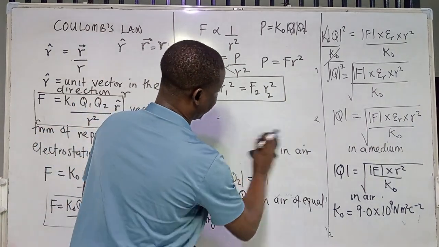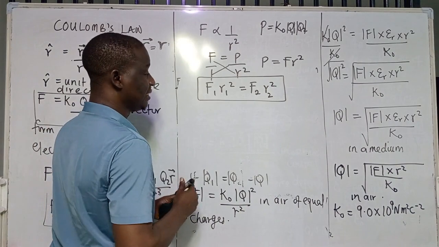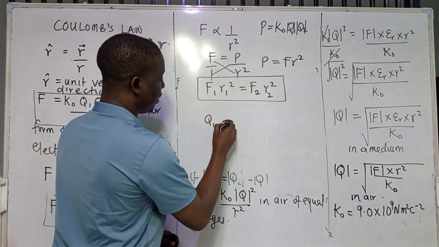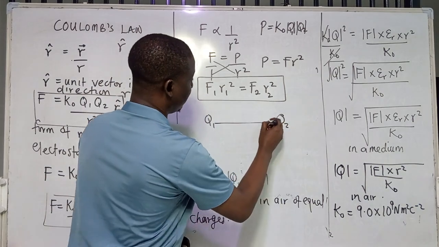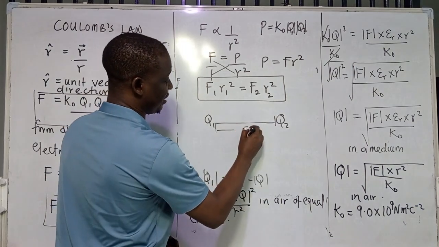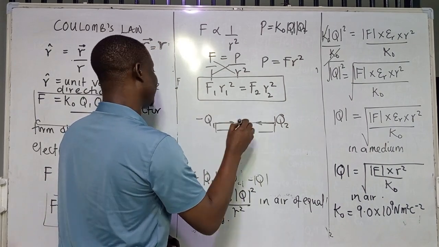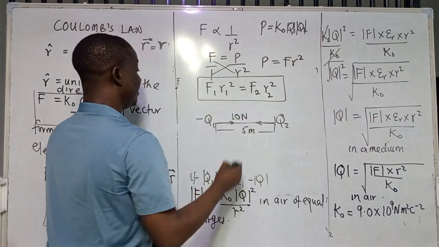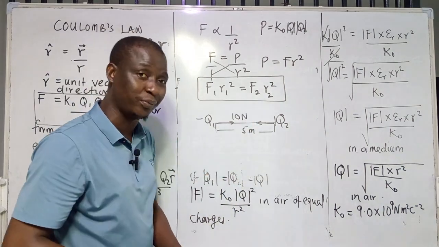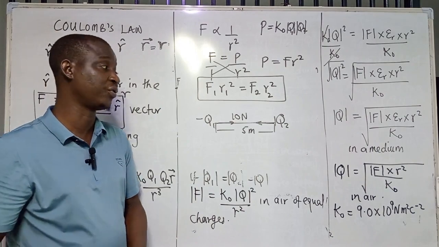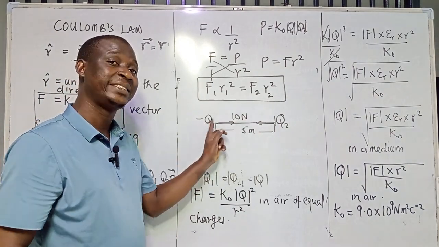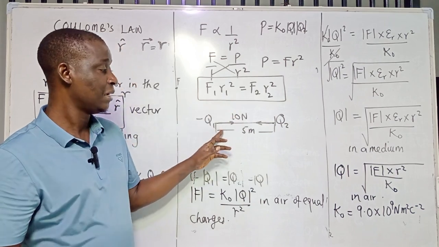For instance, look at what I'm saying. They will say, if the distance between Q1 and Q2 is, let's say, 5 meters, and the force of attraction between the two unlike charges is, let's say, 10, they will say if the distance is doubled, what will be the force? That means they are keeping the charges constant.